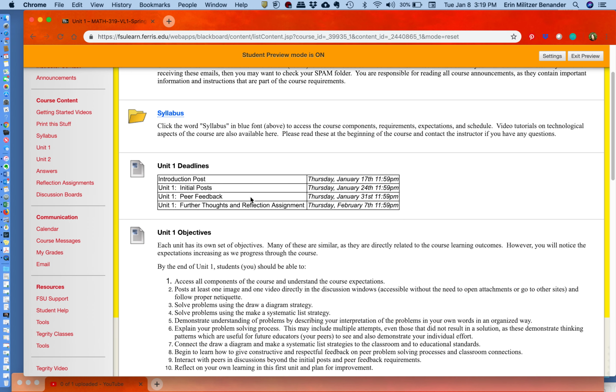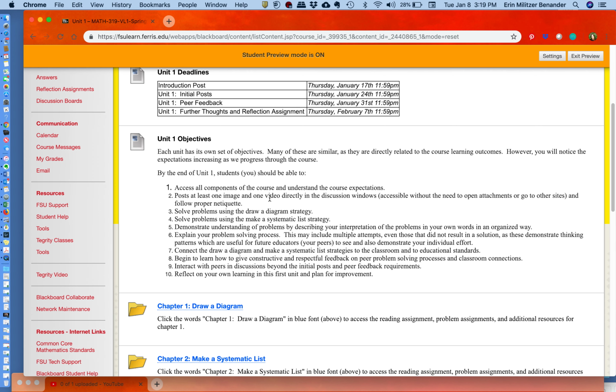This is what you want to make sure that you're recording and putting in your planners or however you want to do it. So your first introduction post is due January 17th by 11:59 p.m. and it's just the introduction post. And I'll explain that in a second where that is. Your initial posts are due the next week, and then your peer feedback is due the next week, and your further thoughts is due the next week.